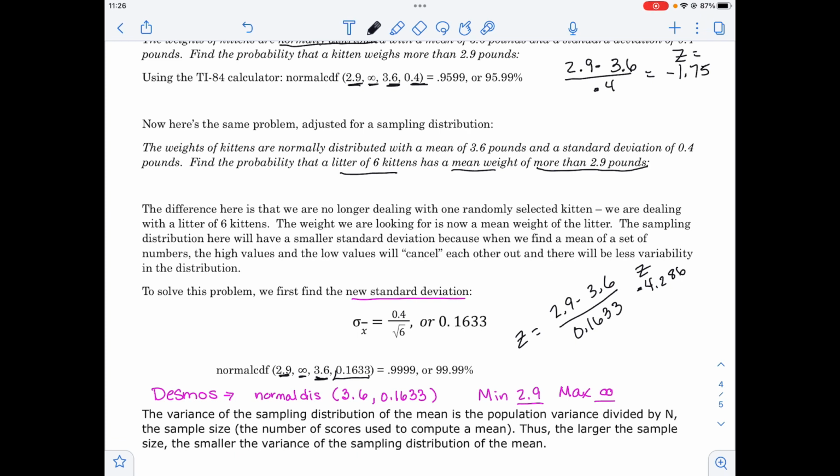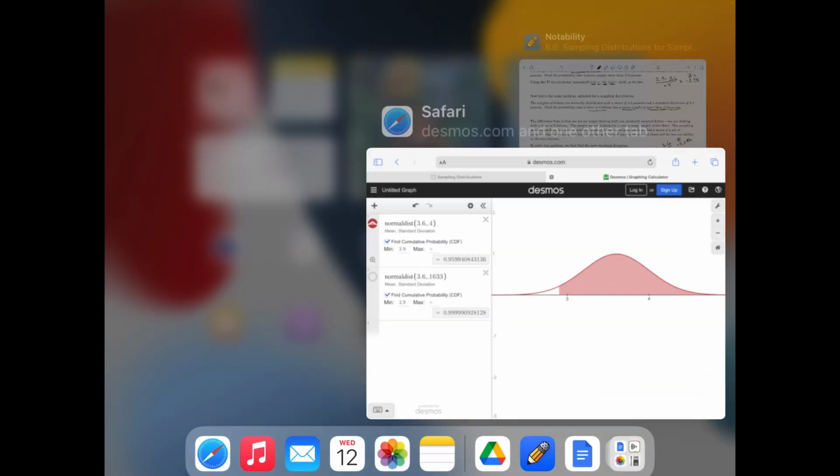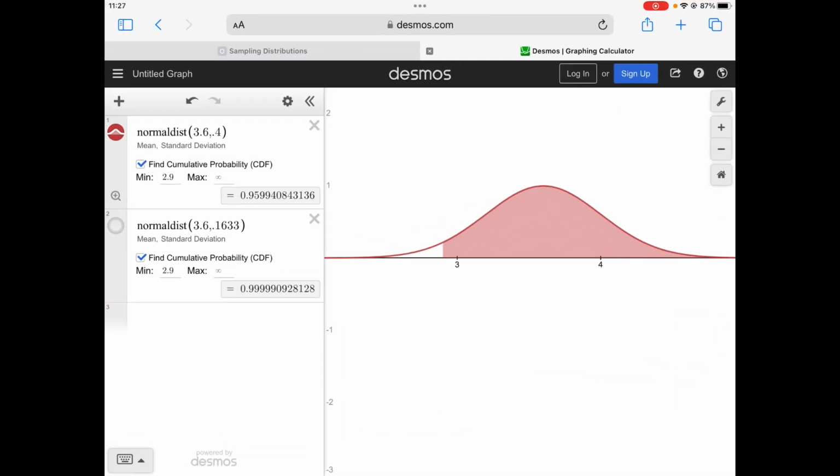So we're going to talk about how to use Desmos and put it in Desmos. So let's look at Desmos here. If we went ahead and put it in, we do it as a normal distribution, and we put in our mean and then our standard deviation. This is for our population. So this was when we were just doing one cat, the probability of having one kitten that's larger than 2.9. We put it in the CDF, we click and then put 2.9, and we see what's shaded there. Now, if we want to then see about the 6 kittens, we would have to change the standard deviation to what we calculated.